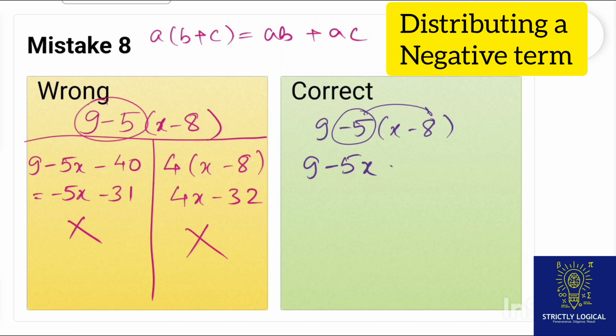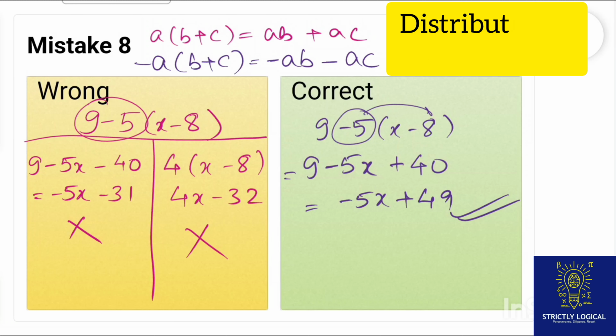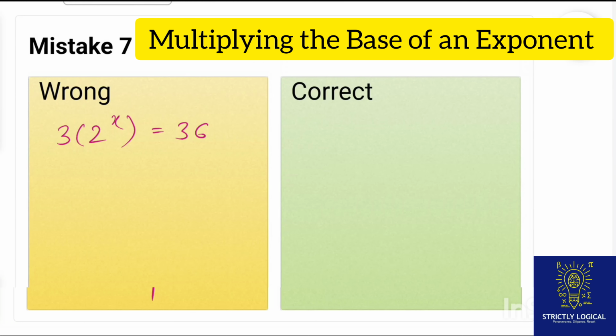That will give us the answer as minus 5x plus 49. This is the correct one. Do remember that whenever we have any negative integer before the bracket, if you want to open the bracket, it will get distributed to all the terms inside the bracket, but with a negative sign. These types of questions look very simple, but these are the most tricky ones.